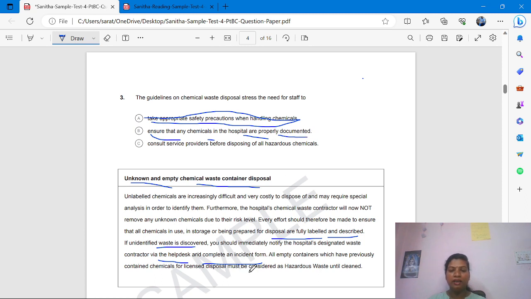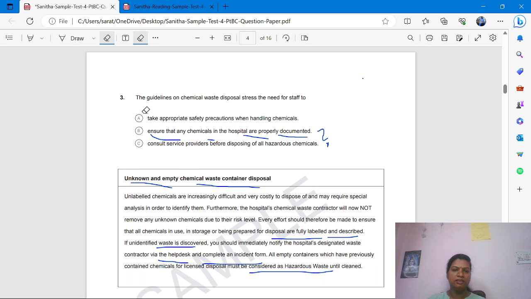What is stressing? Ensure that any chemicals in the hospitals are properly documented. Otherwise, it is a hazardous waste. So you have to document properly. So maybe this answer can come. So make a guess mark here. Then read the third option.